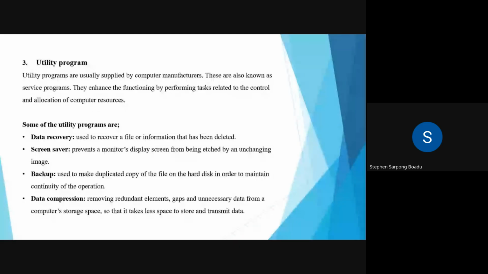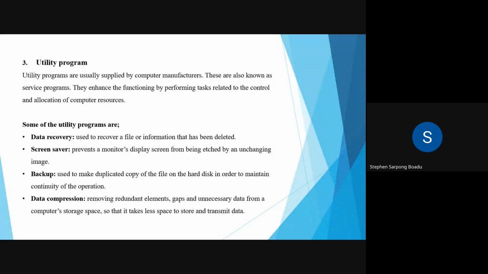All right. Then the third system software we talk about is the utility program. Utility programs are usually supplied by computer manufacturers. These are also known as service programs. They enhance the function of the computer by performing tasks related to the control and allocation of computer resources. These utility programs are special system software designed to help maintain, manage, and protect the computer system.